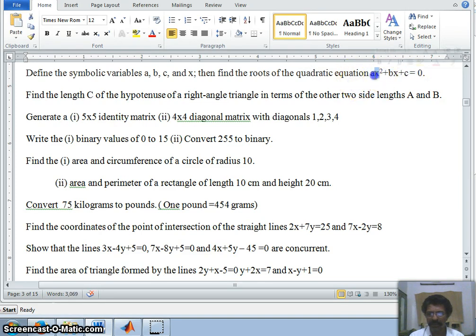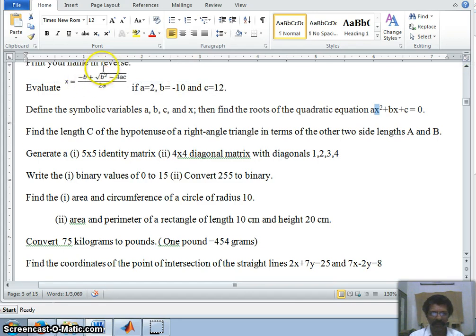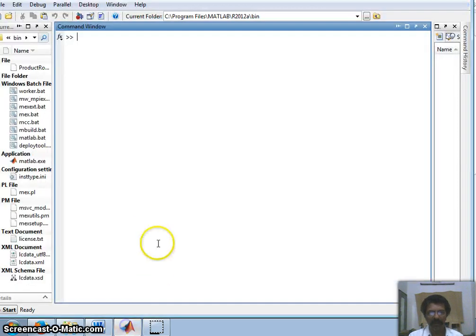Now x has two roots. This is one root, minus b plus square root of b square minus 4ac, and another root is minus b minus square root of b square minus 4ac. Matlab can not only handle numbers, but it can also do symbolic calculation. So here I don't want to give the values, but I want to declare the symbols a, b, c and x.